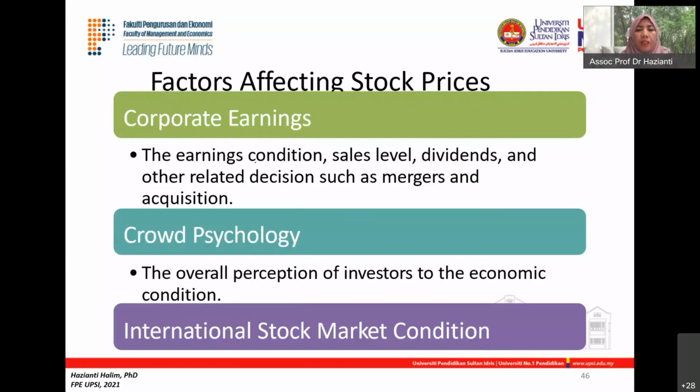Corporate earnings, the earnings condition, right? Especially towards the end of the year, because most of the company, the year end is September. So now dah banyak lah company yang produce their annual reports and also announce their earnings. So we will understand that some companies, they report loss, some companies, they report profit. So that is the corporate earnings. That will also affect the stock price and the earnings conditions, the sales levels, the dividends, and other related decisions such as mergers and acquisition. Okay. This is the qualitative factor, crowd psychology.